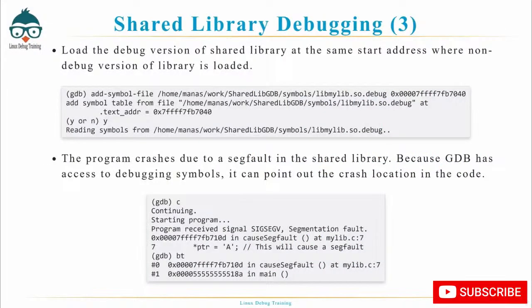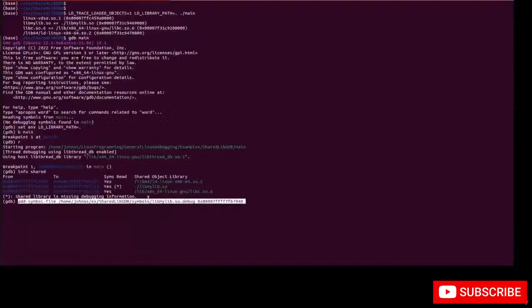Now with the program at the breakpoint, we can use the add-symbol-file command to load a version of the shared library that contains debugging symbols. And the address we will load it at is the address we observed for the libmylib.so library mapping. We are prompted to read the symbols, and when we type Y, the symbols are read from the debug version of mylib.so. We can then simply continue running the program. So let's take a look at a practical example of this.